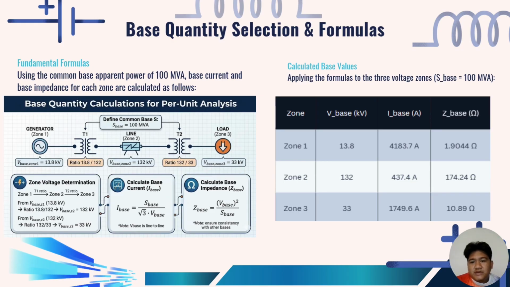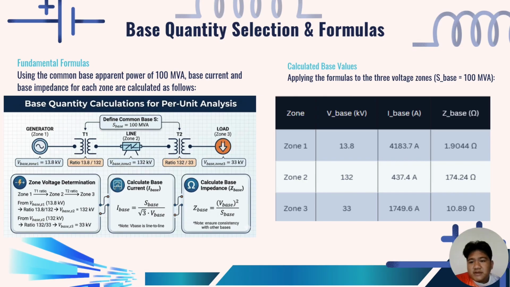So, determining voltage zones, to find the base voltage V base for each zone, we apply the transformer ratios. Starting in zone 1, our base voltage is 13.8 kV. Applying the T1 ratio of 13.8 over 132, we determine that V base zone 2 is 132 kV. Finally, applying the T2 ratio of 132 over 33, we find that V base zone 3 is 33 kV.